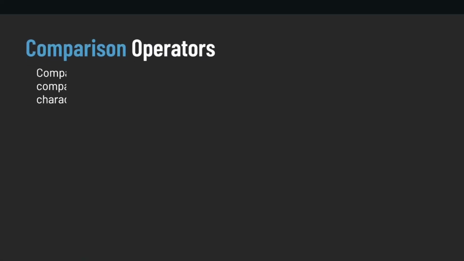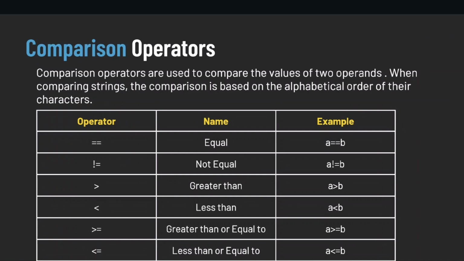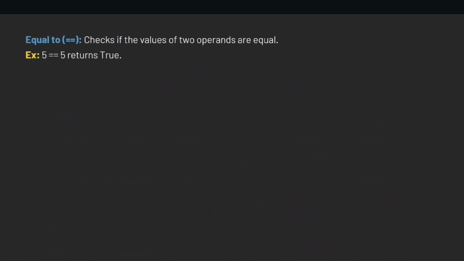Comparison operators are used to compare the values of two operands. When comparing strings, the comparison is based on the alphabetical order of their characters. So these operators compare two values and return a Boolean value, that is true or false. There is a list of comparison operators. First is equals to. This operator checks if two values are equal. In example, 5 is equals to 5, so it returns true.